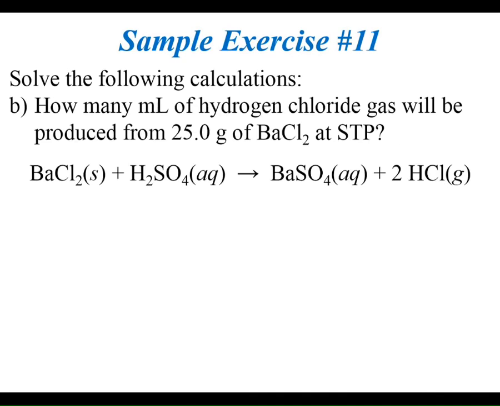Okay, let's try another one. Try this one. How many milliliters of hydrogen chloride gas now could you make from 25.0 grams of barium chloride? Ding, ding, ding. At STP. So that tells you, aha, I can use that molar volume thing. Try it out.